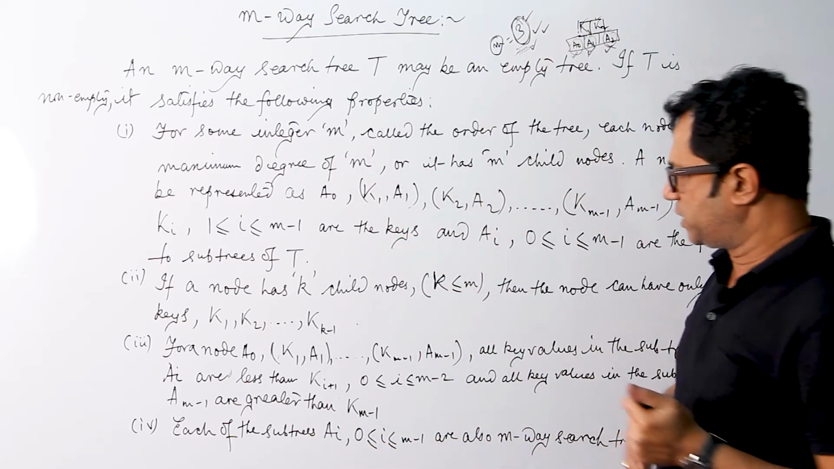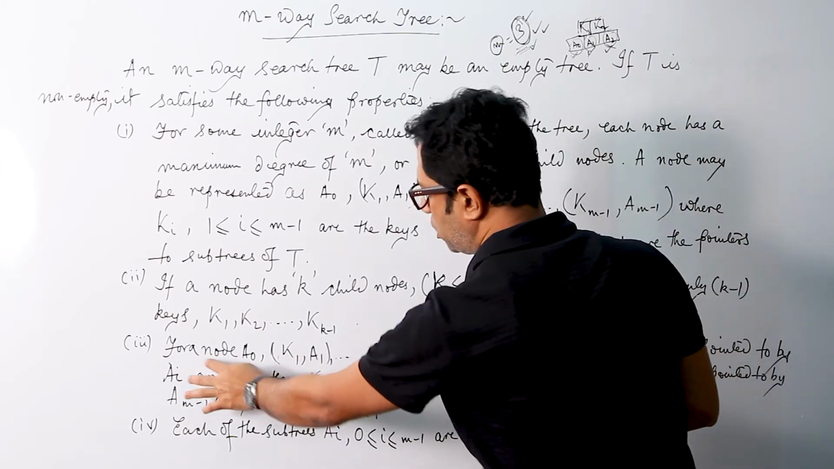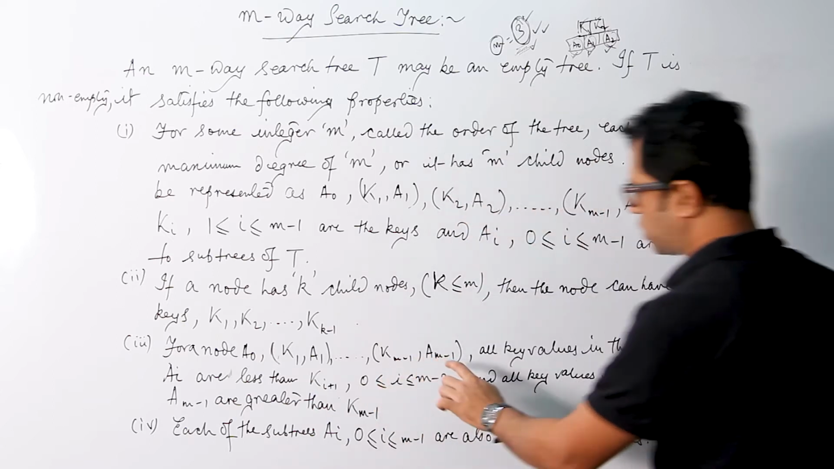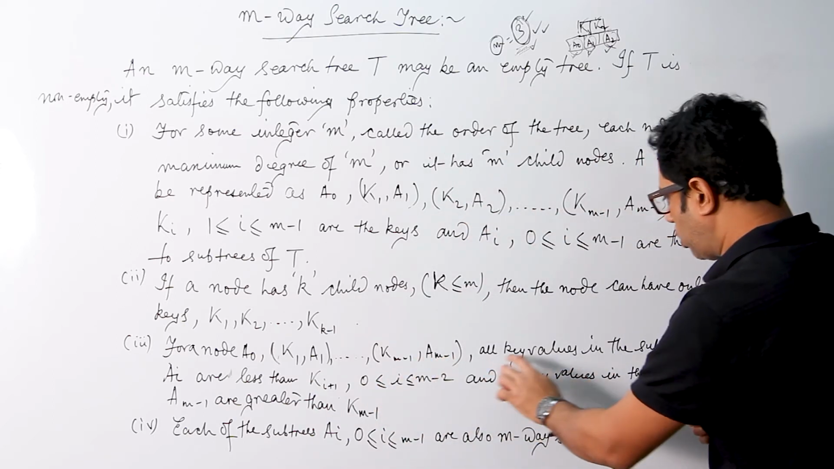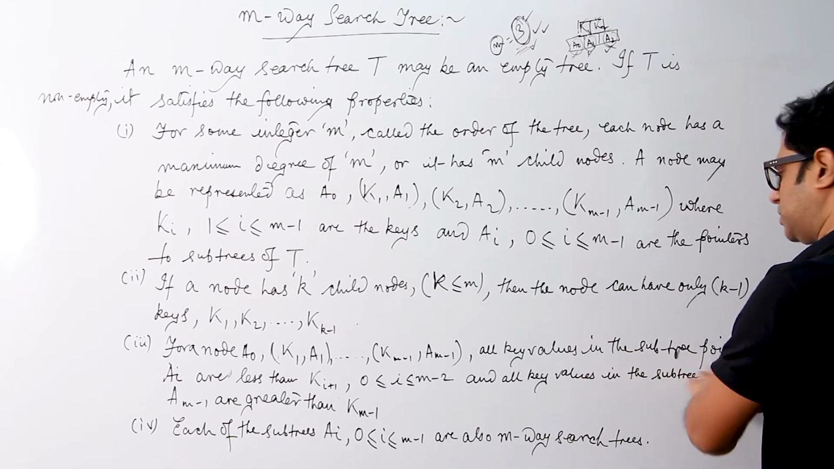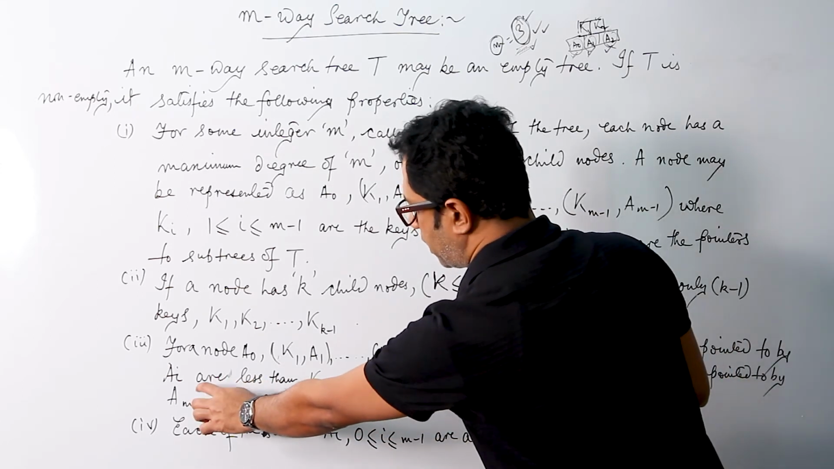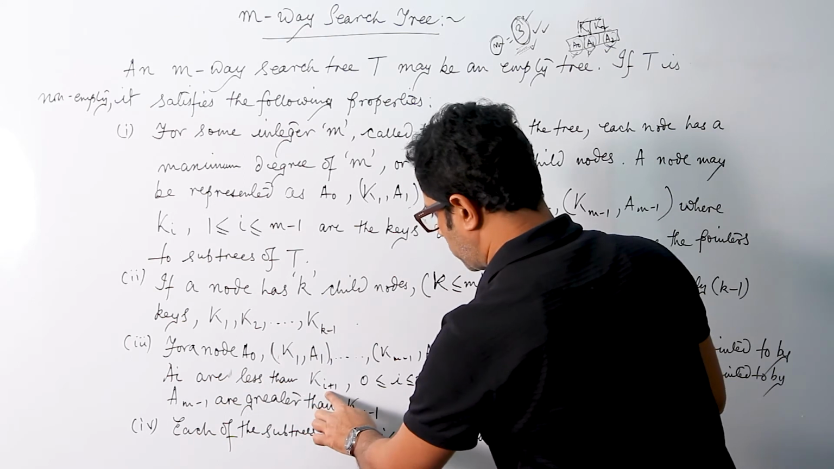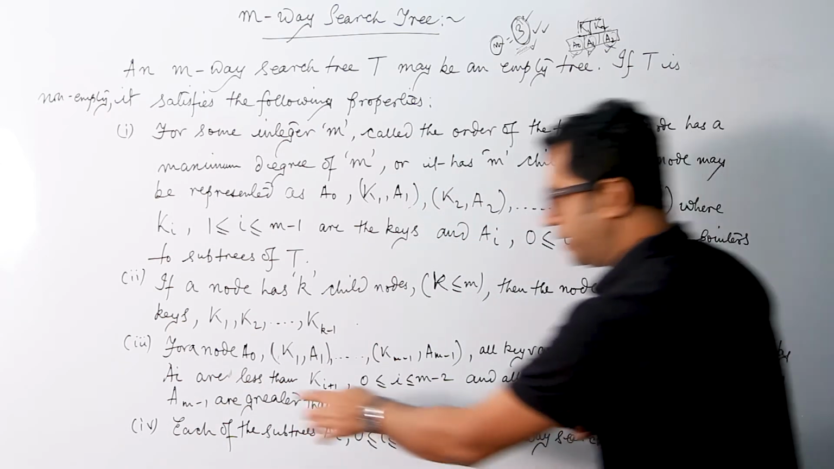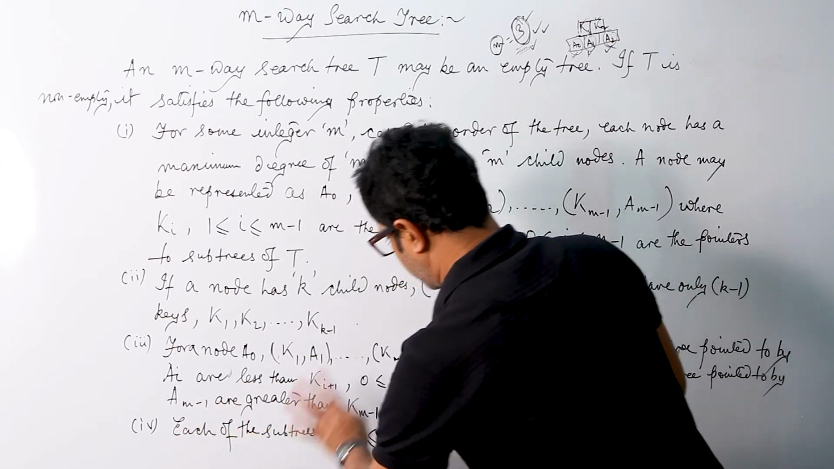So the third point states that for a node A0, K1, A1, ..., Km minus 1, Am minus 1, all key values in the subtree pointed to by Ai are less than Ki plus 1, and all key values in the subtree pointed to by Am minus 1 are greater than Km minus 1.